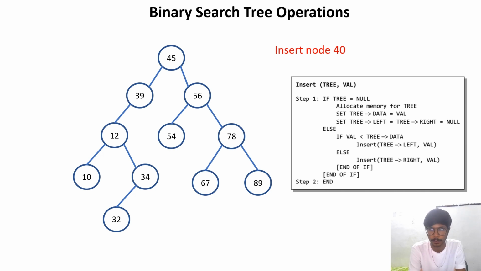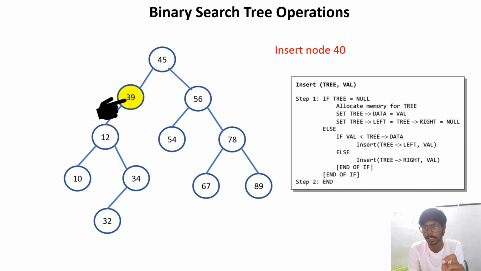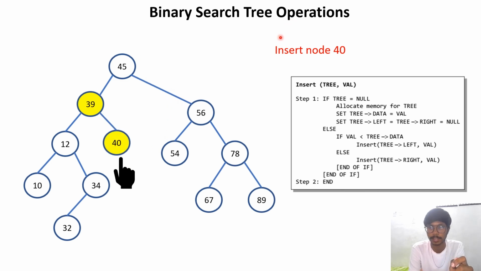Let's insert 40 first of all. 40 goes to the left side first, then 40 is greater than 39, so it goes to the right side. Let's see the pseudocode. First, set the left subtree and right subtree values to null. If the value of the tree is less than that, insert it into the right side. Else, insert the tree value towards the left side. So that's it to insert the nodes.